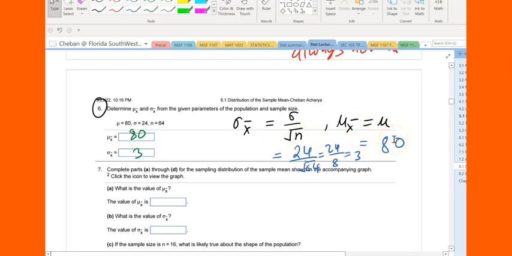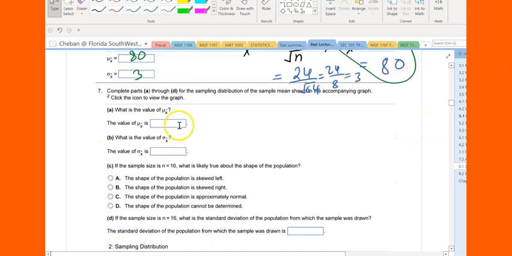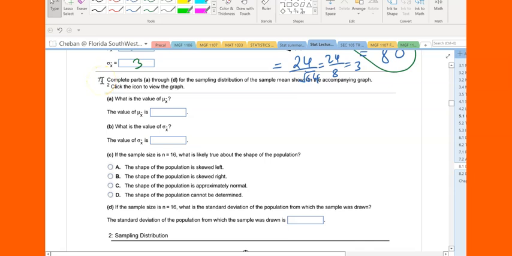Remember that this is the mean of the population, which is 80. This is the mean of the population. It's the same as the mean of the sampling distribution of sample mean. Question number 7. Complete parts A through D for the sampling distribution of sample mean shown in the accompanying graph.